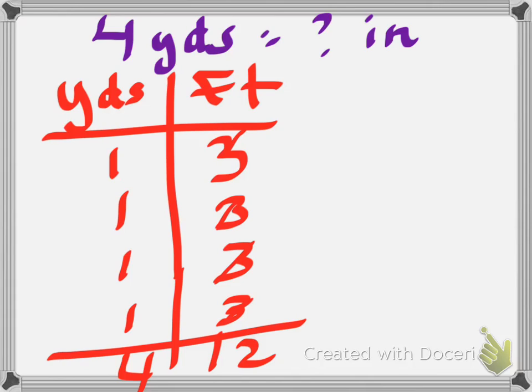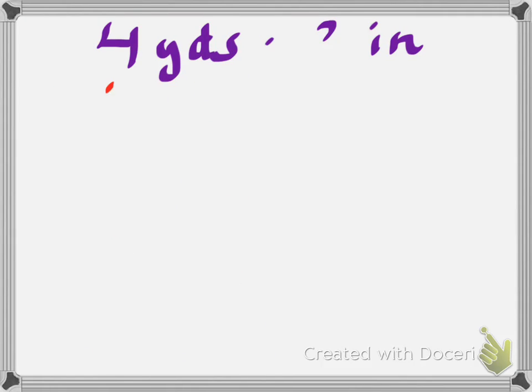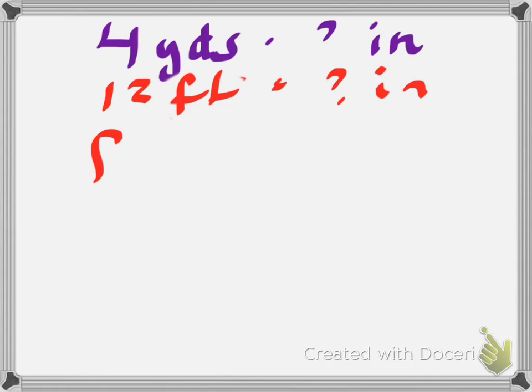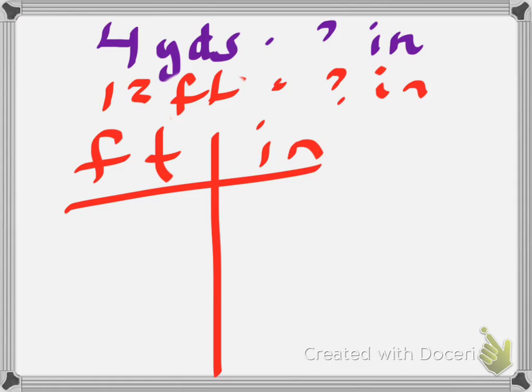Now I can go ahead and move on to the next step, which is converting those 12 yards into however many inches. Or I'm sorry, 12 feet. 12 feet, not 12 yards. 12 feet into however many inches. So again, you have your T-chart, feet and inches, and then you just work it out from there. So you can go ahead and pause me and figure this part on your own.